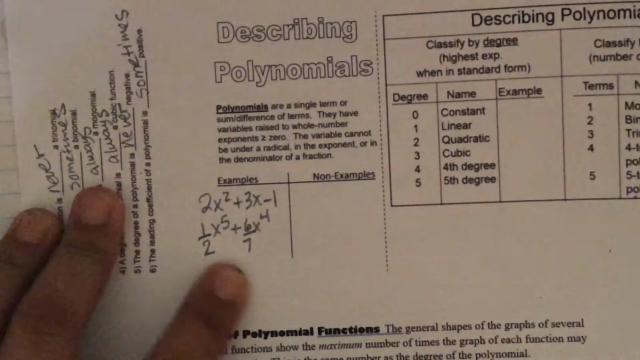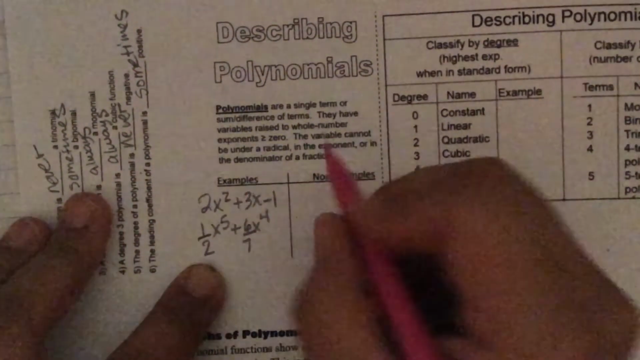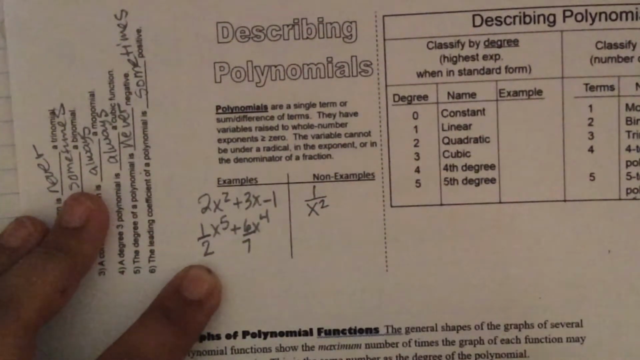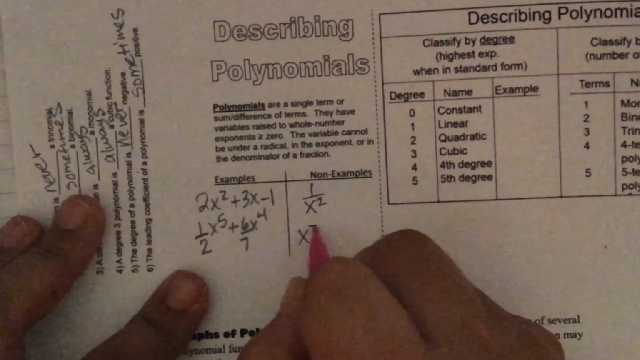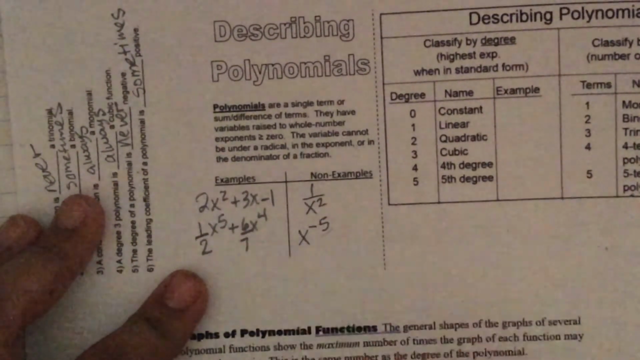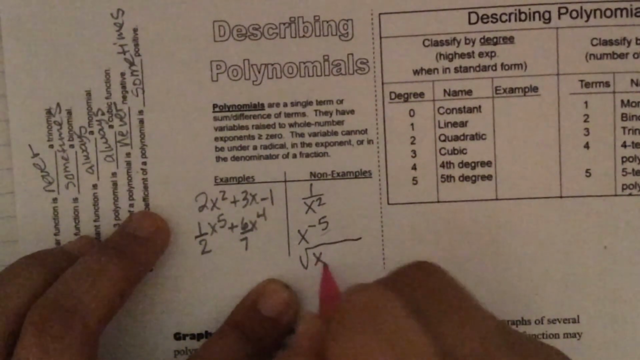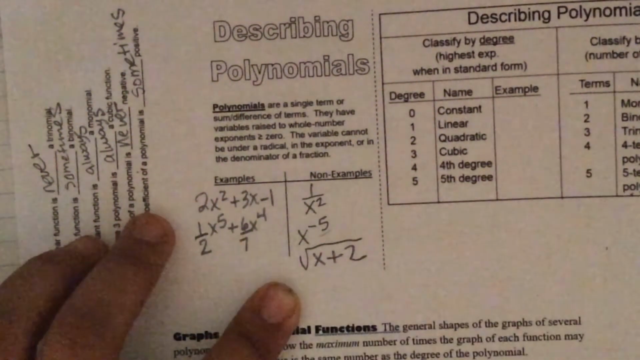But you cannot have the x in the denominator. So you can't have 1 over x squared, for example. That's not a polynomial. You cannot have a negative exponent. That's not a polynomial. You cannot have this going on either.